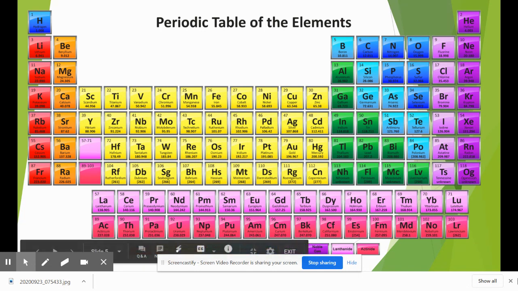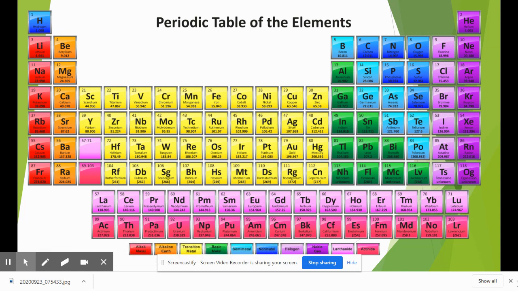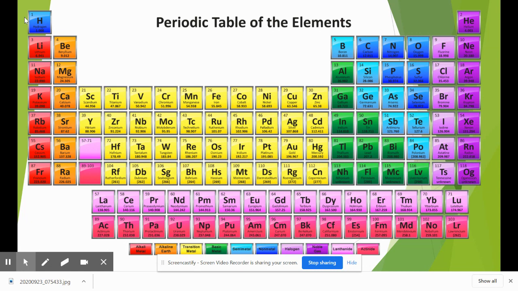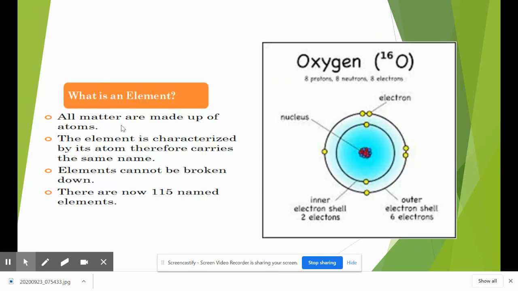Elements. So you'll see here the picture of the periodic table of elements. We have so many of them. And how is it related to matter? Any matter, be it solid, liquid, gas, or plasma, is made up of elements. It may be made up of more than one element, or it may just be made up of one element. Each element is made up of an atom.